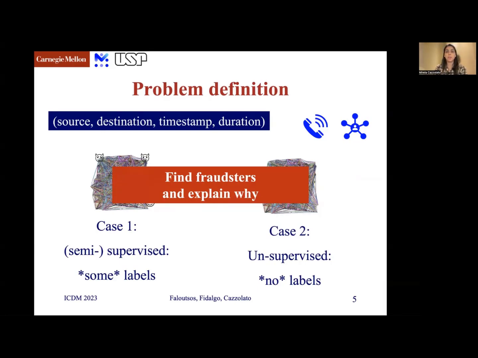We covered two cases in this modeling. The first one is the semi-supervised case, where we have very few labels previously provided by the network provider. And in the second case, we have no labels at all, which is the most common case here. And we want to find the fraudsters and explain why they are not honest. It's not enough here to point fingers. We need to convince the provider about them with some case-building evidence.